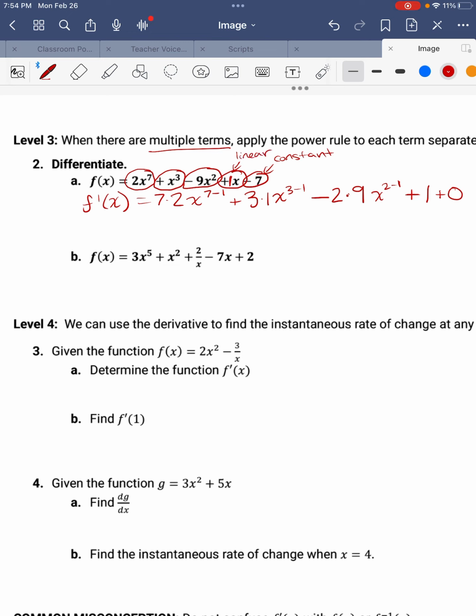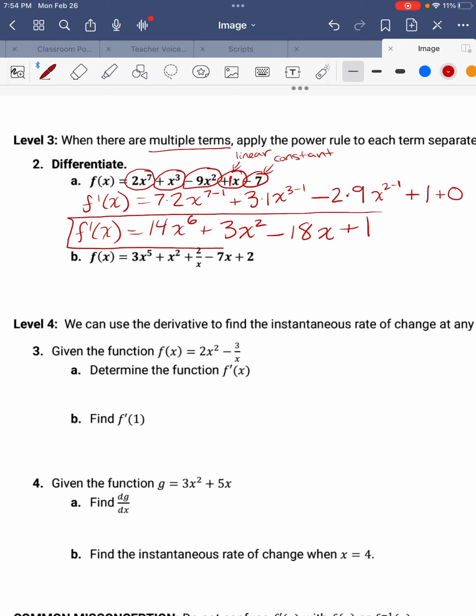All right, now we can simplify. So 7 times 2, that's 14. 7 minus 1, that's 6. 3 times 1, that's 3. 3 minus 1, that's 2. 2 times 9 is 18. 2 minus 1 is 1, which is just x to the power of 1 is just x, so I'm just going to leave it at that. Then we have plus 1, and then I don't need to write plus 0 because it doesn't change the value. So I'm done here.